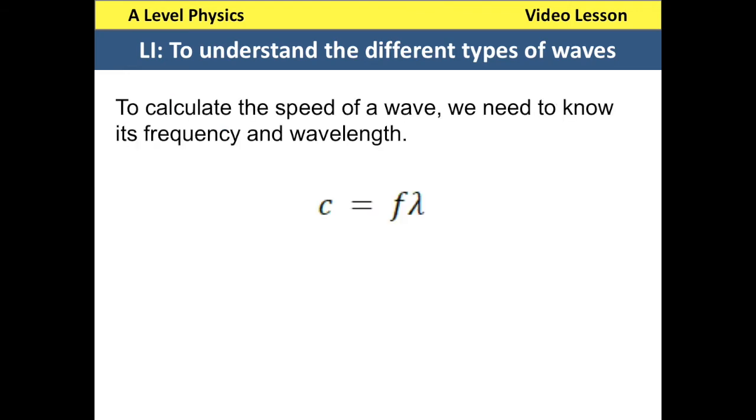To calculate the speed of a wave, we need to know its frequency and its wavelength, and wave speed is equal to frequency in hertz multiplied by wavelength in metres. That equation is given to you on the formula sheet.